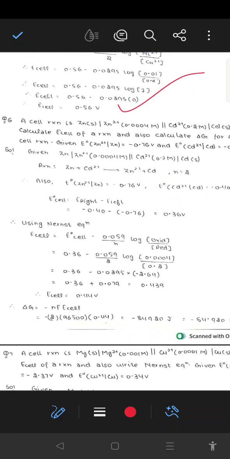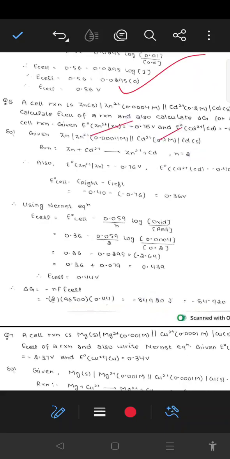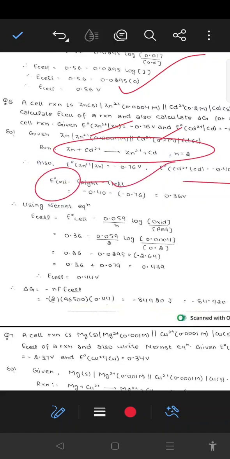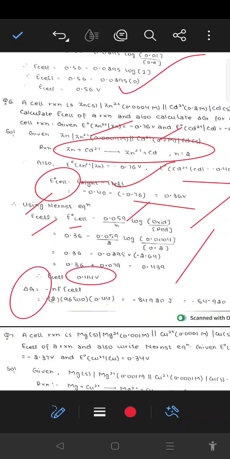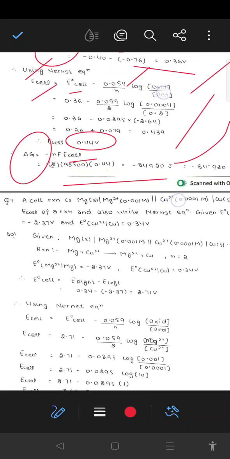Next, the cell reaction is again given. The overall cell reaction is written in this form. The reduction potentials are given, so E° cell can be calculated and its value is 0.36 volt. After that, using the Nernst equation, E cell becomes equal to E° cell minus 0.059 over n log concentration of product over reactant. Solve and we will get the E cell value. Now calculate ΔG, which becomes equal to minus nFE cell. Put in all the values and solve.